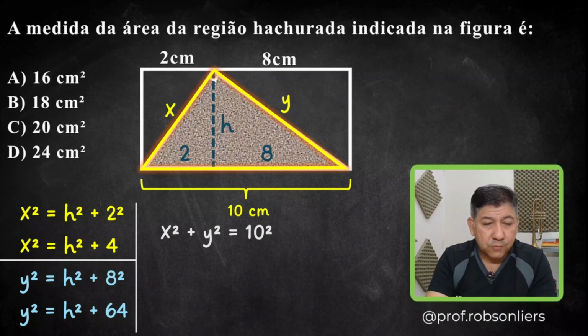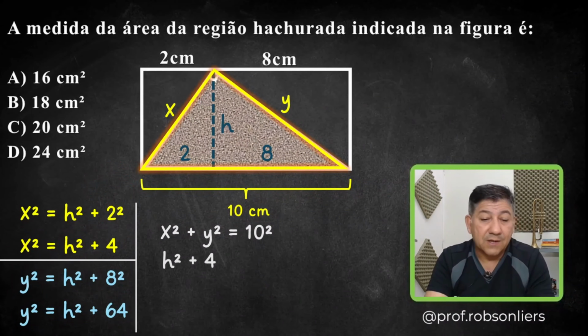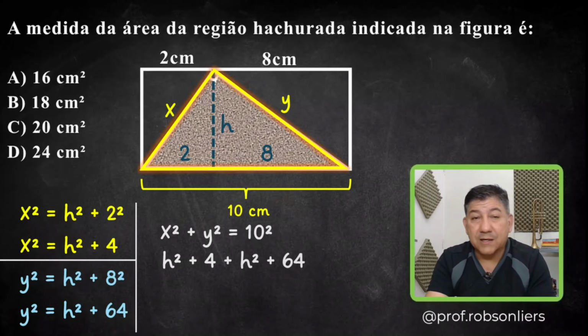Good. Substituting here, look, x squared, which we already have, we saved it here. See? x squared is equal to h squared plus 4, so instead of x squared, I'll put h squared plus 4. Plus y squared, we also already have that. y squared is h squared plus 64, I'll substitute. Instead of y squared, I'll put h squared plus 64. That's equal to 10 squared.